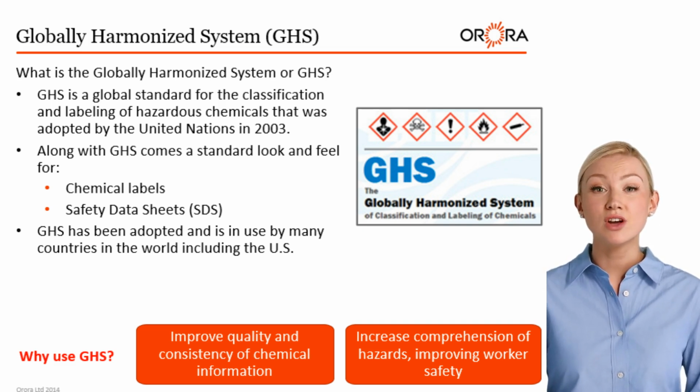Why use GHS, or Globally Harmonized System? Improve quality and consistency of chemical information. Increase comprehension of hazards, improving worker safety.